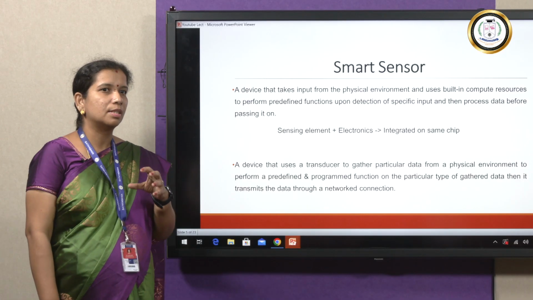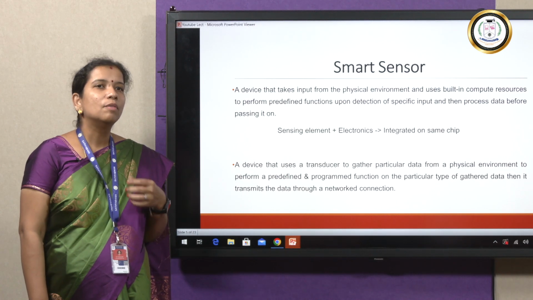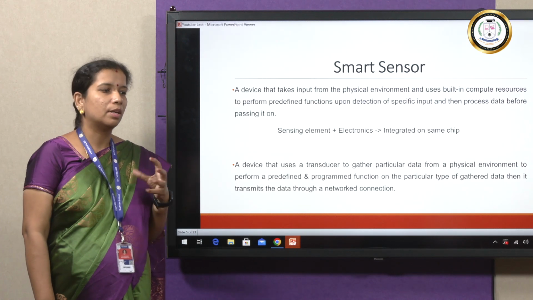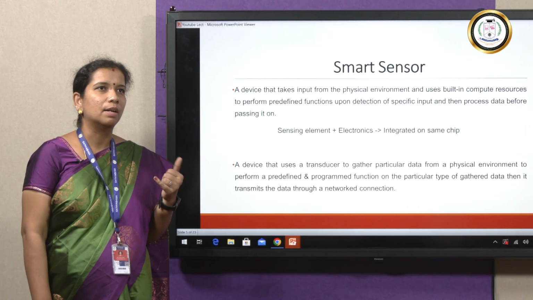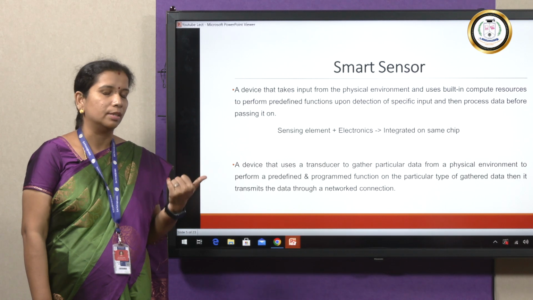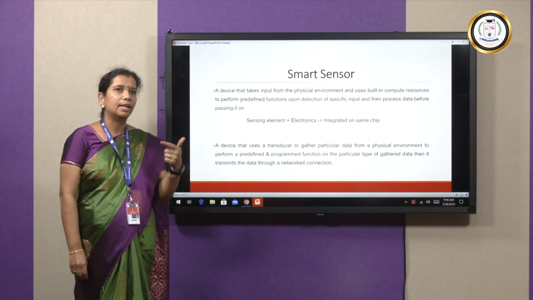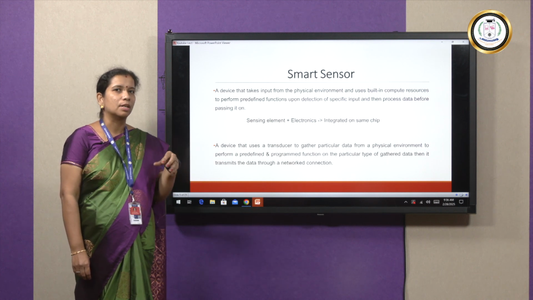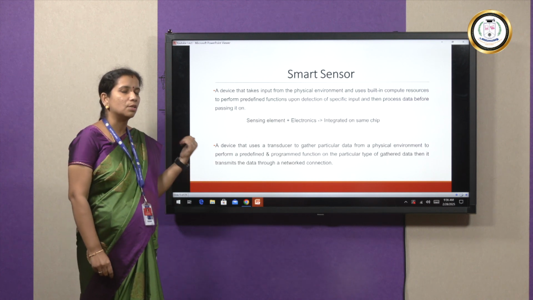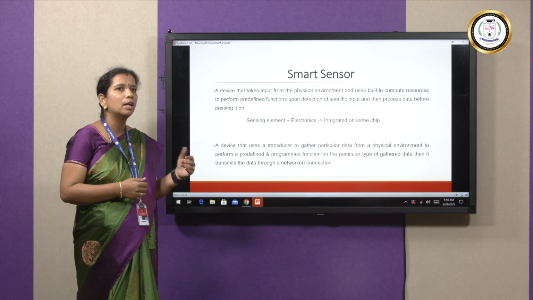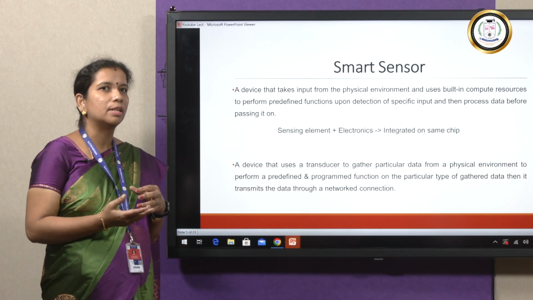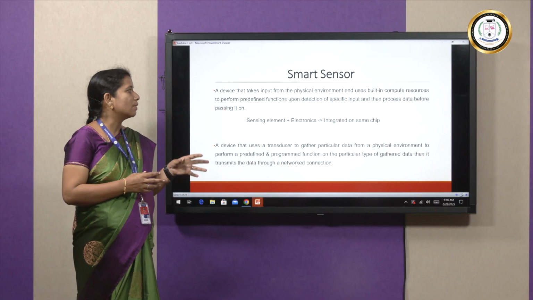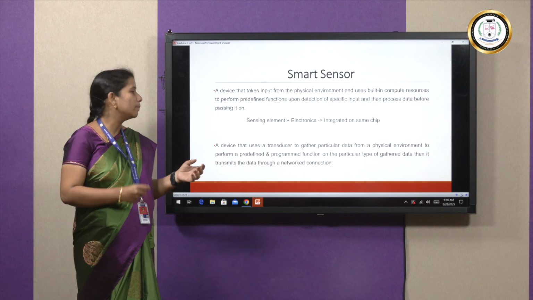The smart sensor has a device called a transducer, which converts one form of energy into another form of energy. For example, in a mobile phone, the audio is converted into an electrical signal on the sender side, and on the receiver side, the electrical signal is converted back into an audio signal. That is the purpose of a transducer. In a smart sensor, the transducer is used to get data from the outside world. The sensor processes the data and transfers it over the network. By using this transducer, we can analyze the data and transfer it over the network.